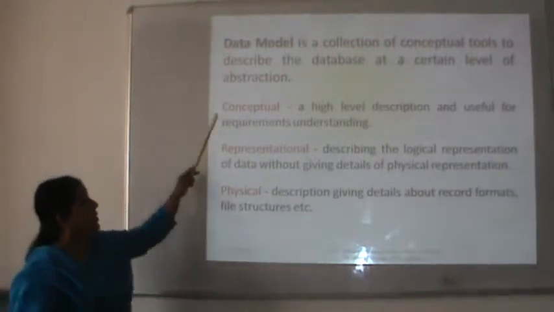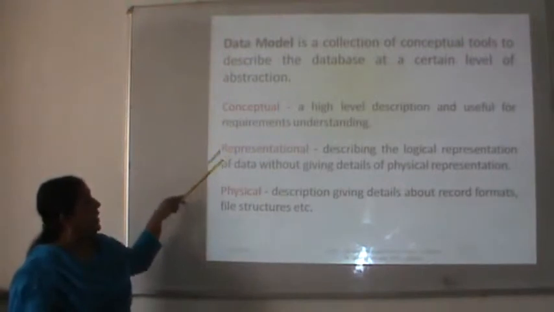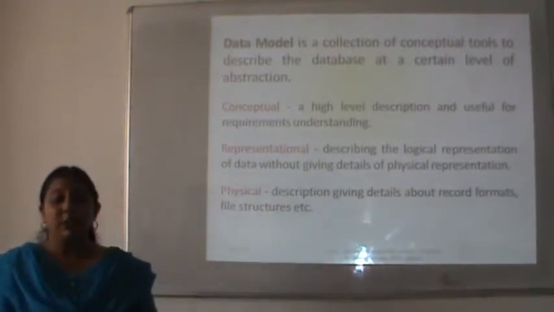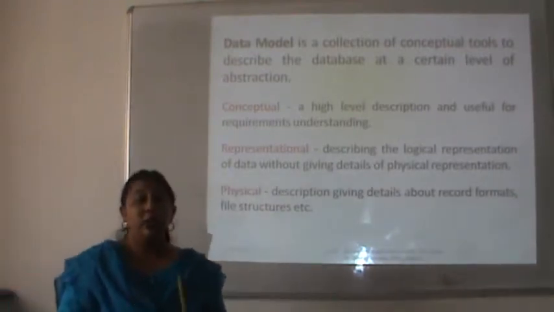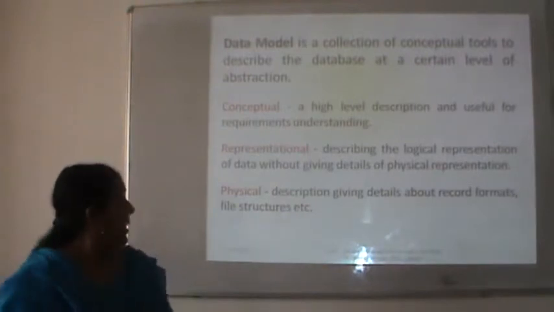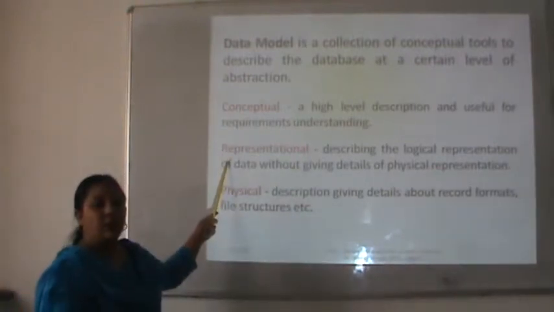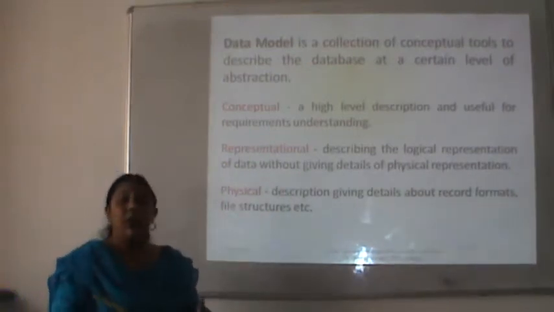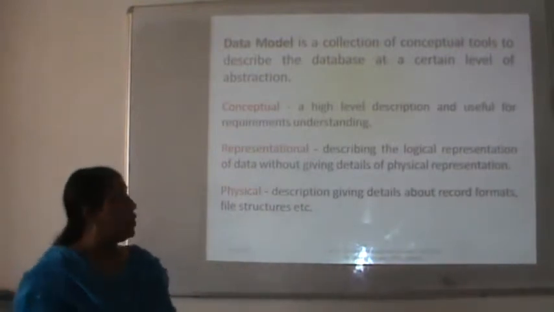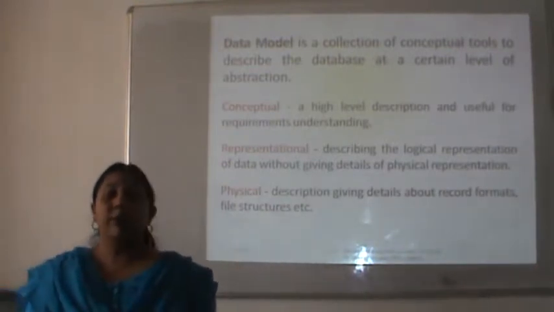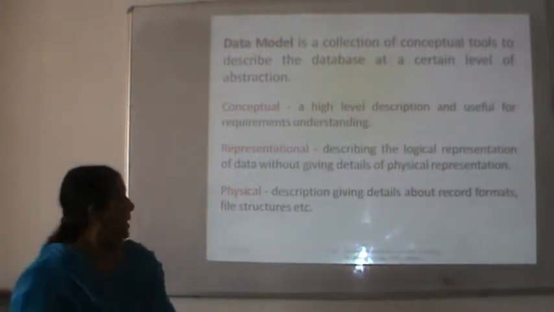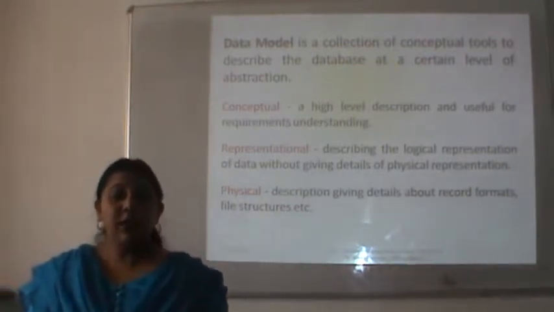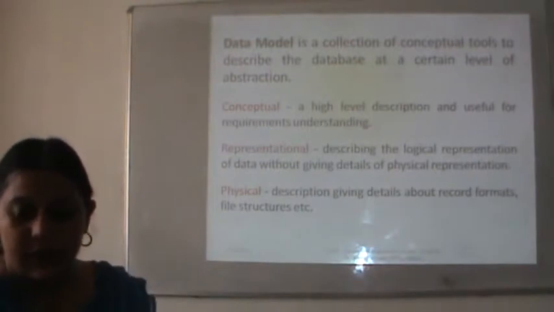These data models may be conceptual, representational, or physical. Conceptual data models give a high level description and are useful at the requirement gathering phase. Another one is the representational data model. It describes the logical representation of the data, but it does not give any information about the physical representation. The physical data model gives a description about the records, the file formats and file structures, etc.